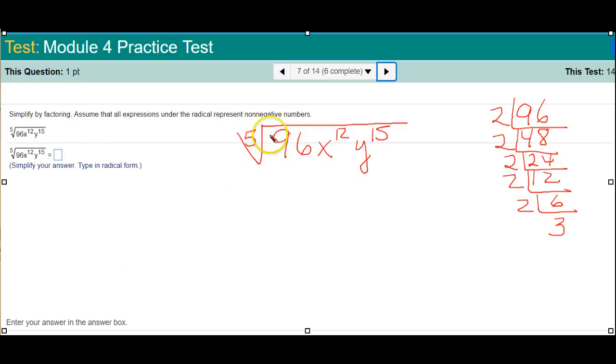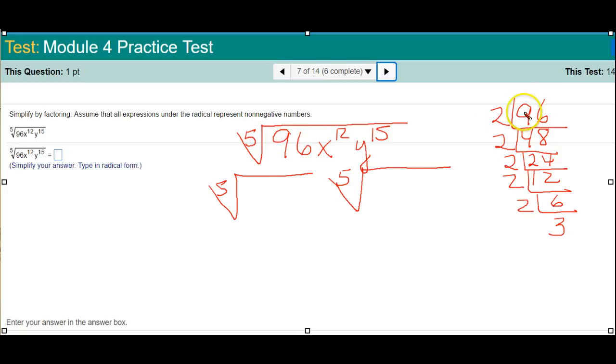Now here they want to simplify this by factoring. And the technique we'll show in class is you make 2 radical signs, and under one radical sign you're going to put any perfect fifth factor of 96. And you might say, I don't know how to do that.